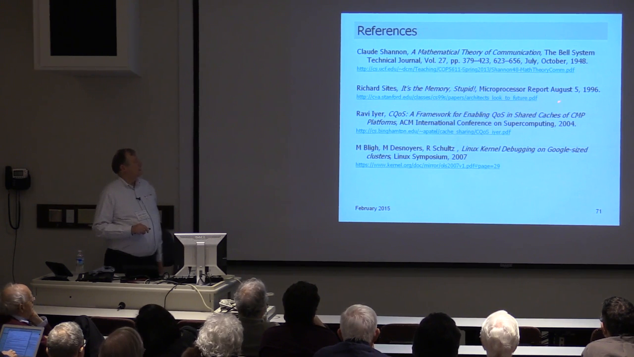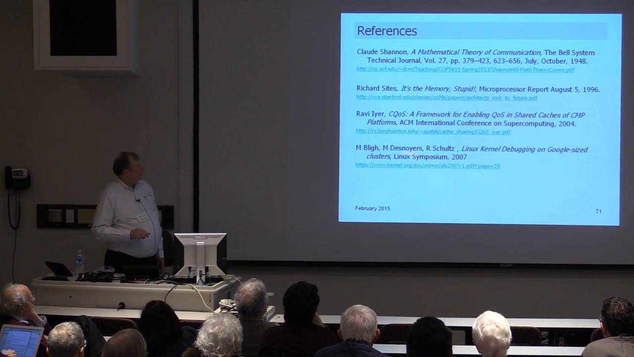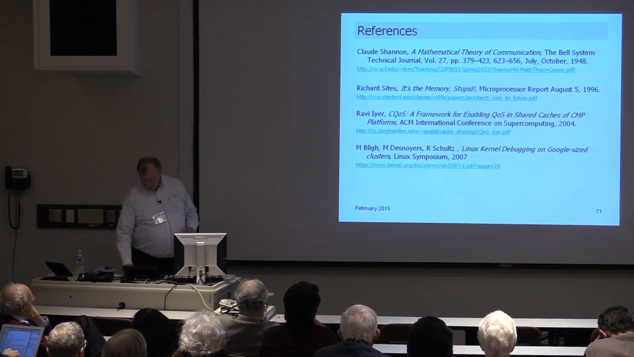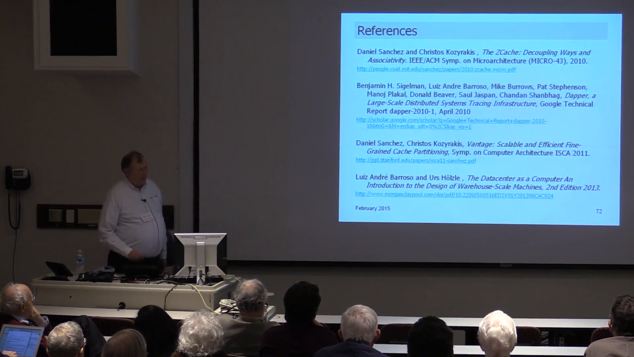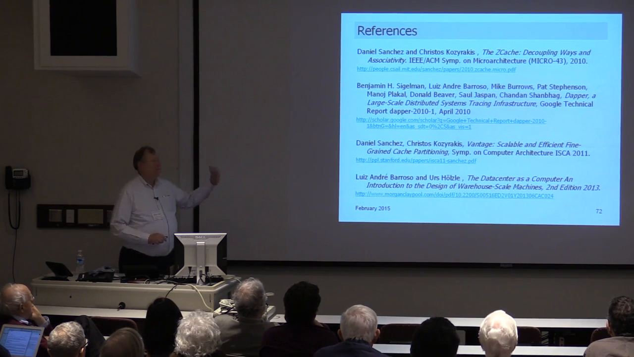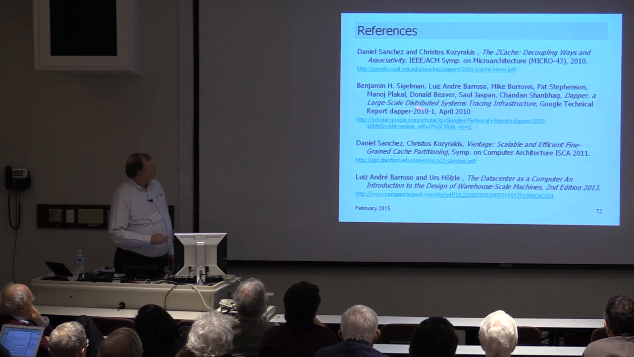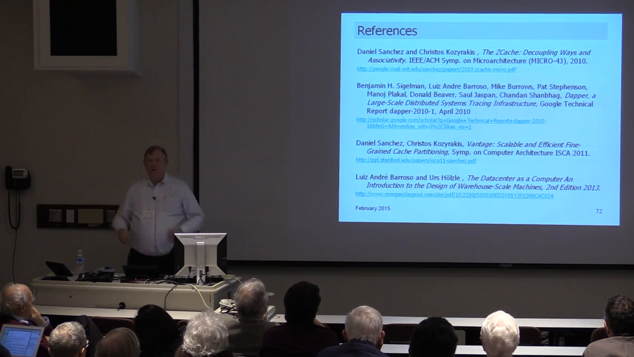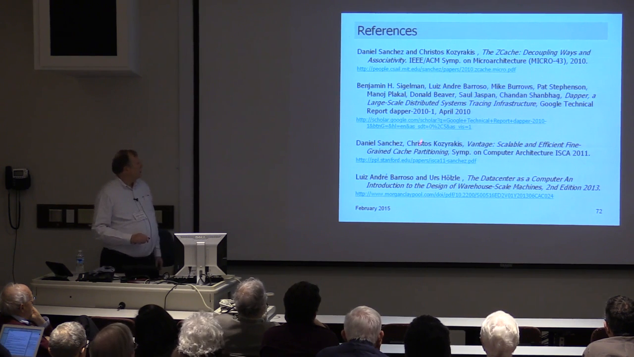There's a paper I did that I found a reference to 20 years ago about the memory. It's still the memory. Here's a couple references on the quality of service cache sharing ideas. And a few references on, I didn't talk about the Zcache, but this is sort of the next level of detail. Luis Barroso, this is the wrong one. This is about Dapper, a public paper about part of our internal tracing structure that does the remote procedure call trees and timestamps things. And there's a bit about fine-grained cache partitioning.